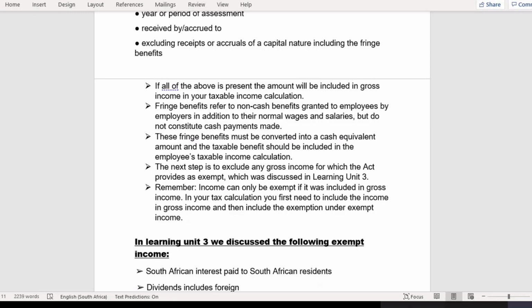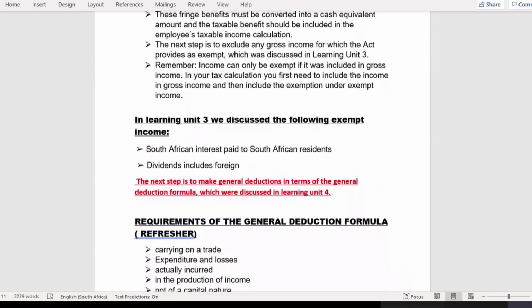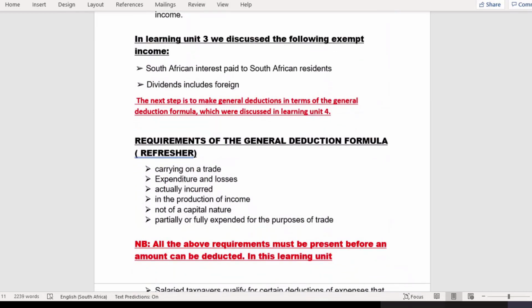Remember that income can only be exempt if it has been included in your gross income first. You first need to include your income in the gross income and then deduct the exemptions. Basically, you need to know what your incomes are, and out of the incomes that you put under your framework, you're going to have what's called the exempt. Just as I've said, we're doing a refresher on this. In learning unit 3, we discussed the following as part of your exempt: South African interest paid to a South African resident and dividends, including foreign dividends.